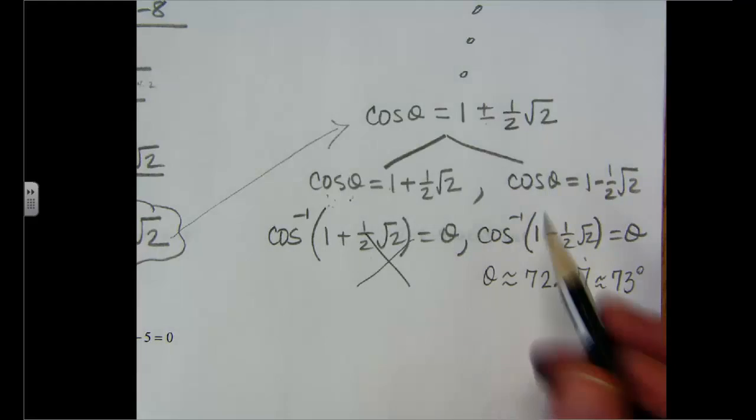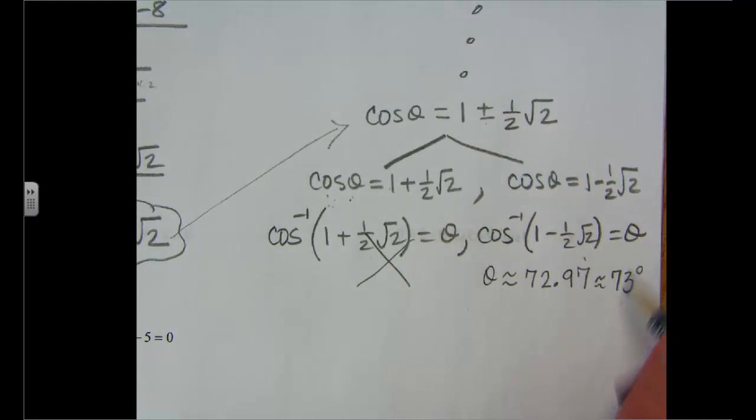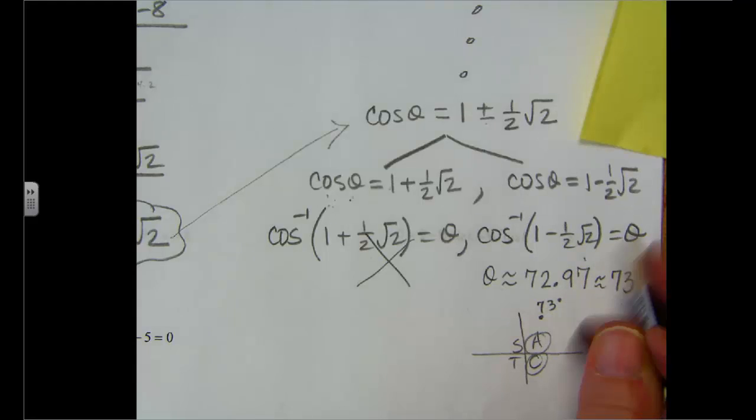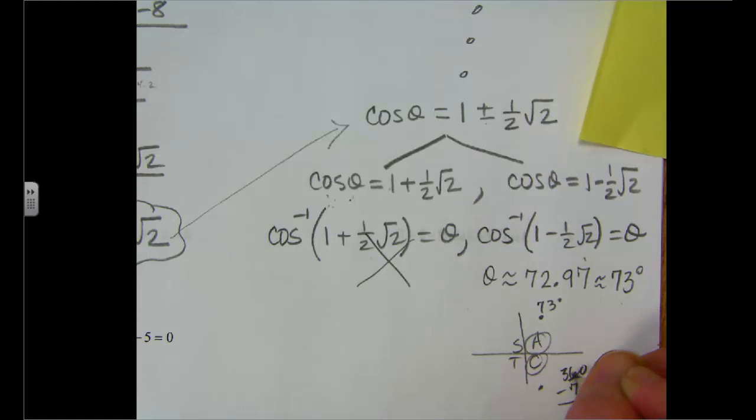Wrote down my 72.97, rounded to 73. Remember, we always solve for all possible values. So I got 73 in quadrant 1, which meant that cosine was positive. I now need to find its quadrant 4 equivalent. The rule for quadrant 4 is subtract that quadrant 1 angle from 360. 360 minus 73 is 287. So your solutions to this problem are 73 degrees and 287 degrees.